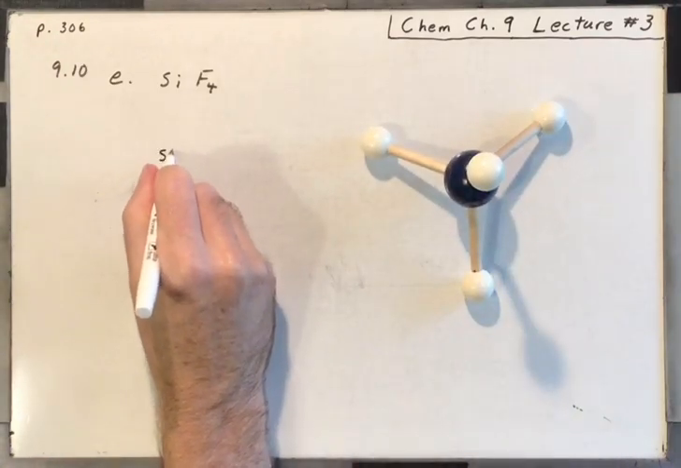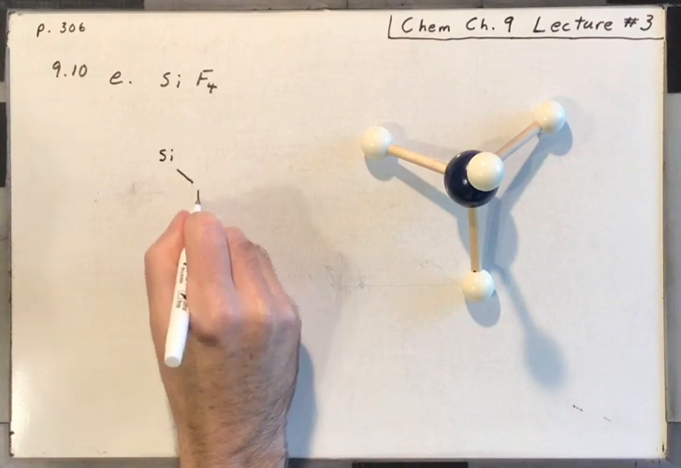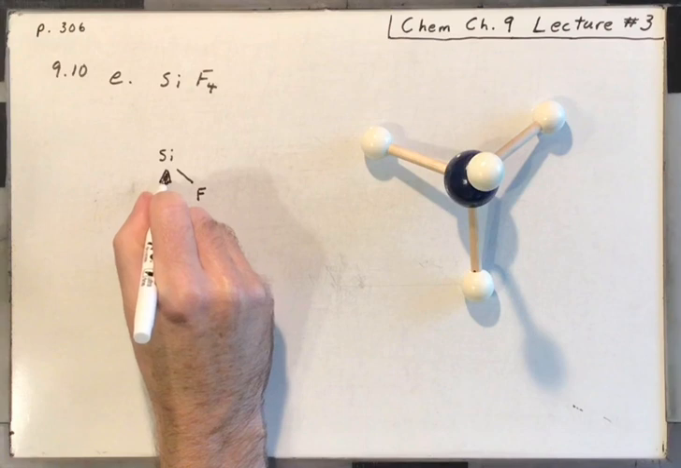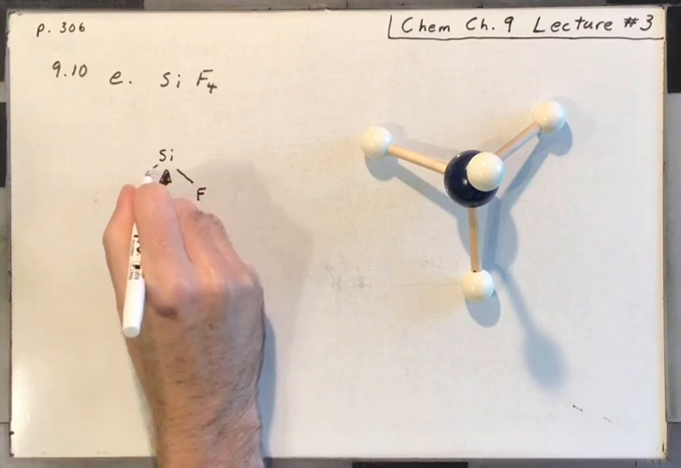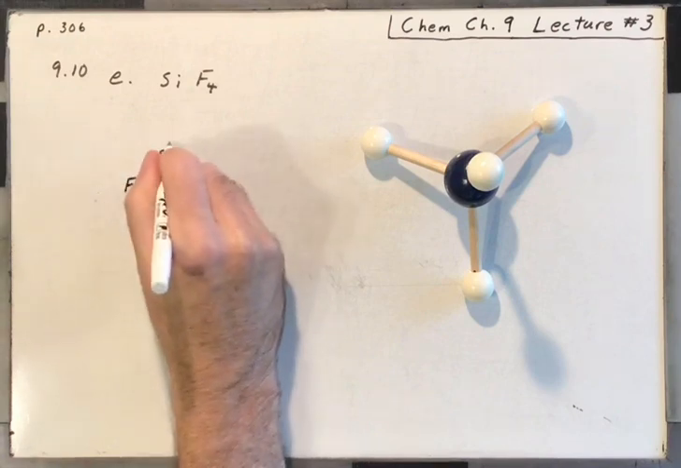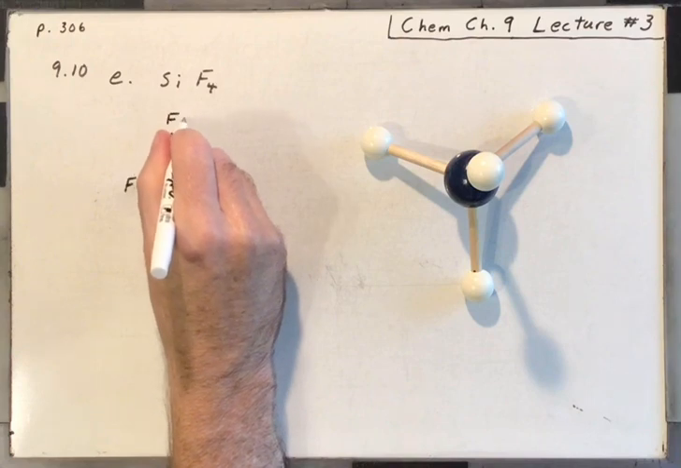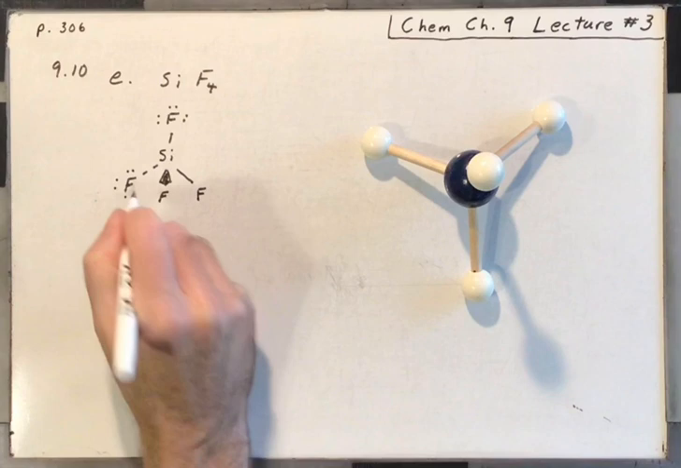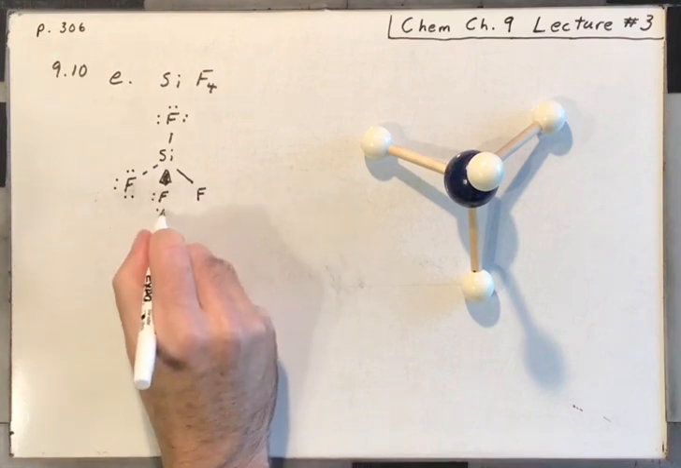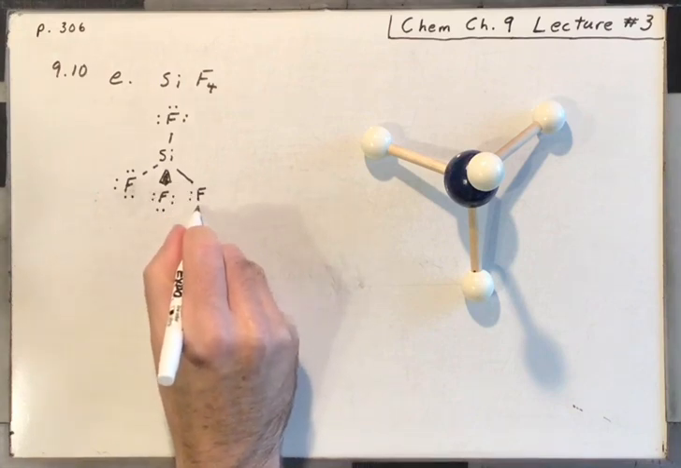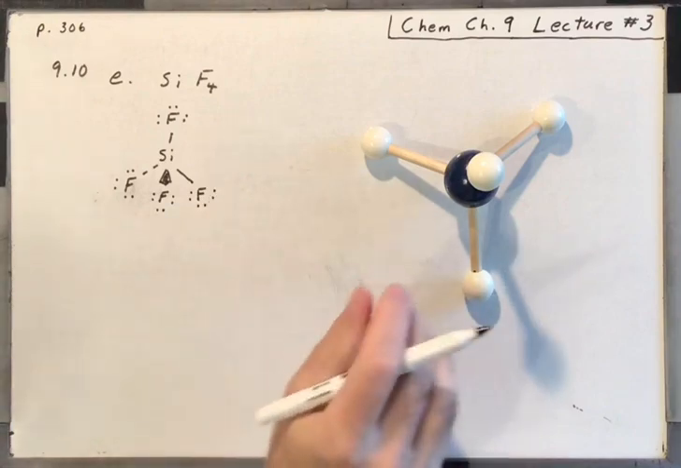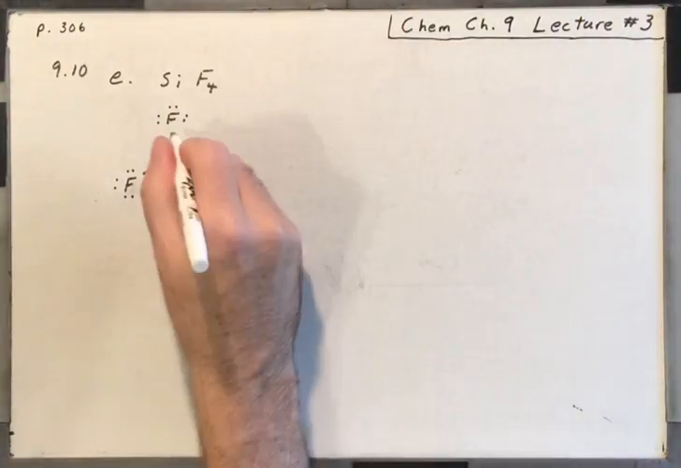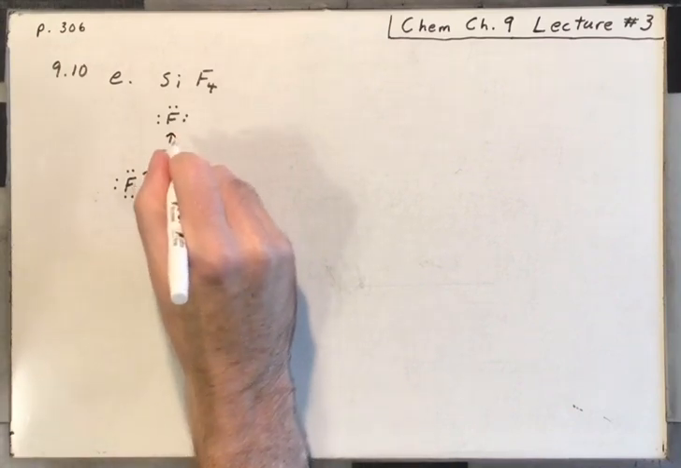Okay, so you'd have silicon and 4 fluorines. You don't really have to draw all these electrons and everything to answer the question, is it purely or polar covalent? But I want you to get in the habit of doing this, because you are going to have to do that on the test. You'll have several questions where you have to draw the molecular shape.